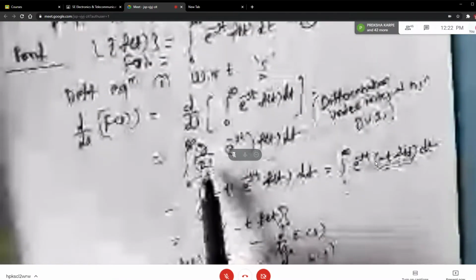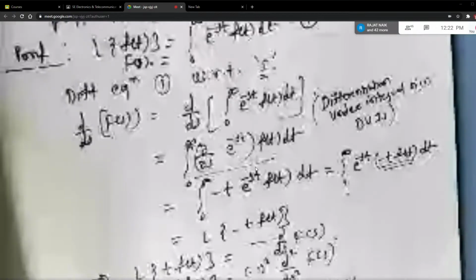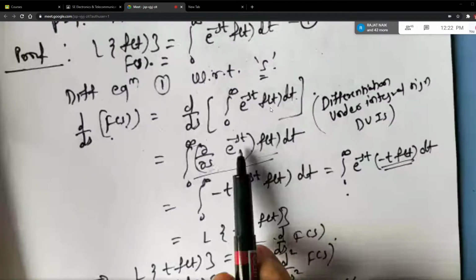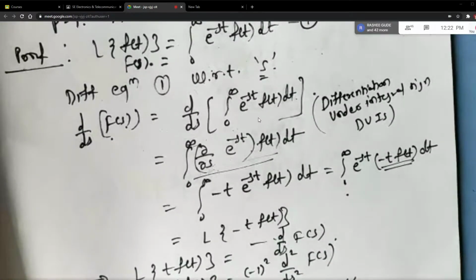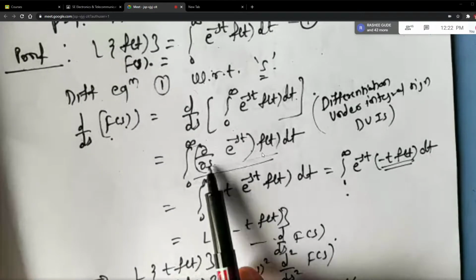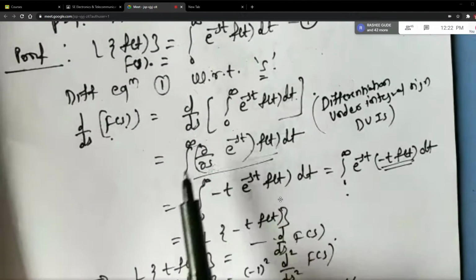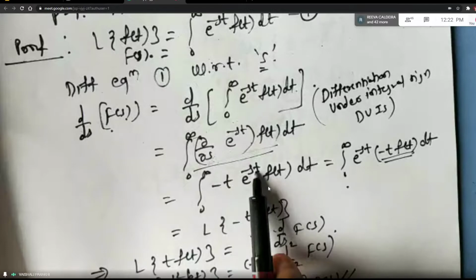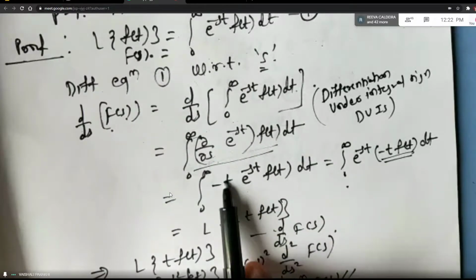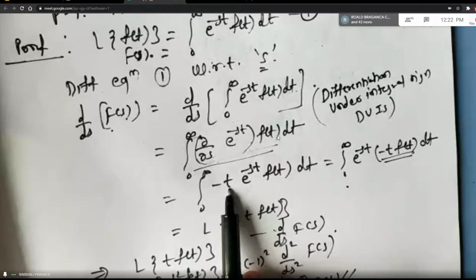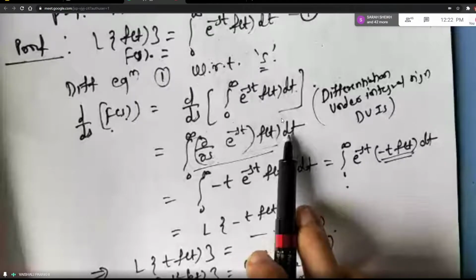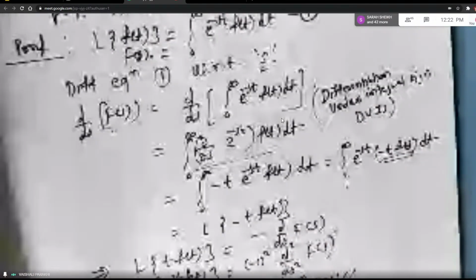Now when you are differentiating with respect to x, for the new students, let me tell you the meaning of partial derivative. When you are differentiating with respect to one variable, the other variable behaves as constant. So with respect to s, what will be the derivative of e raised to minus st? It will be e raised to minus st into the constant, so the constant will be minus t here, because you are differentiating with respect to s. And f of t dt will be as it is.